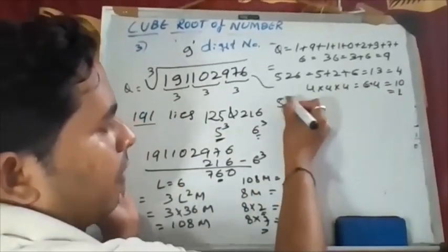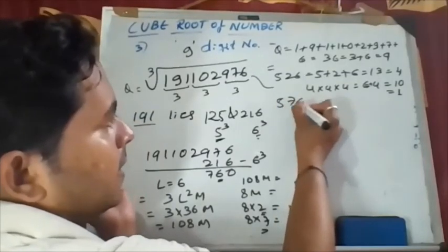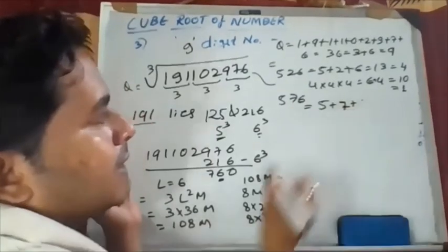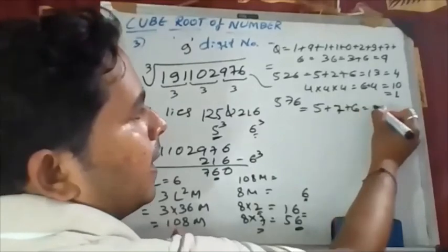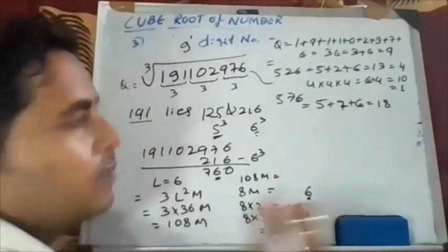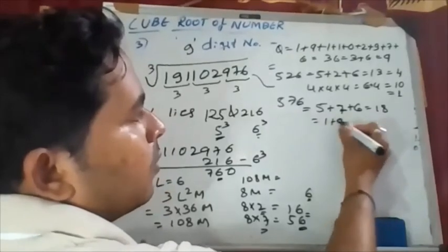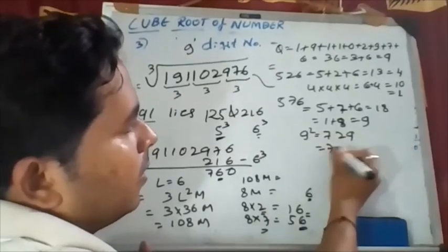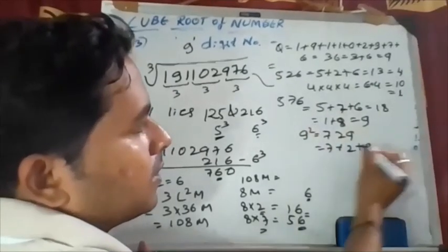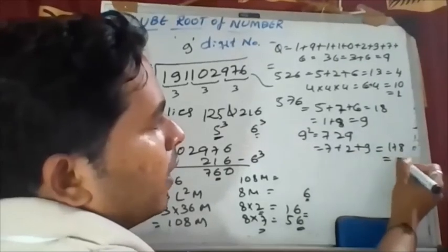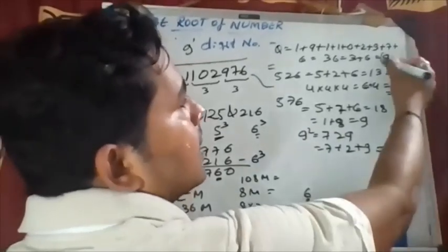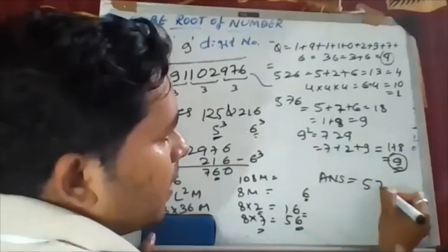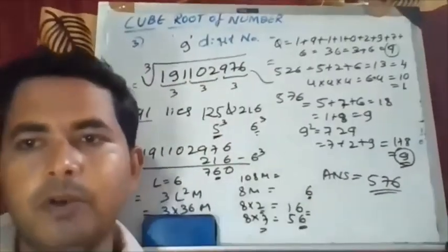Okay, so this is not matching. Now the next one, 576. 5 plus 7 is 12, 12 plus 6 is 18. Okay, 18 is what again? 1 plus 8 is 9. So what is a 9 cube? 9 cube is 729. 7 plus 2 is 9. 9 plus 9 is 18. 1 plus 8. So you get as the answer 9. So this answer and this answer are same. So your expected answer will be 576. So your answer will be what now? 576.